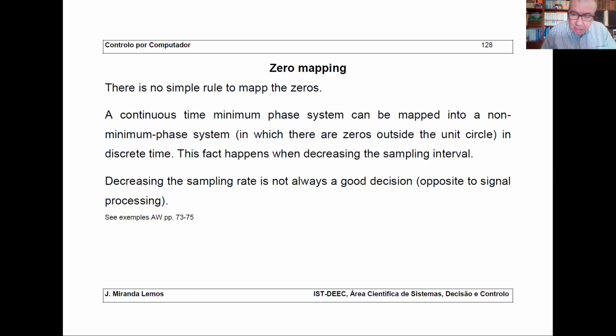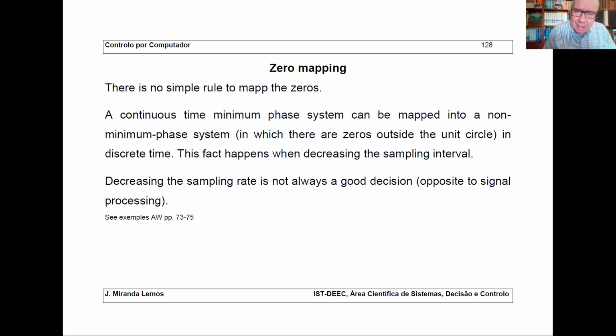The energy that excites the system: for the same energy, if your sampling interval is smaller, you need more energy. So if you have a controller that works with a smaller time interval, then to apply the same energy, the control inputs must be higher. Okay.